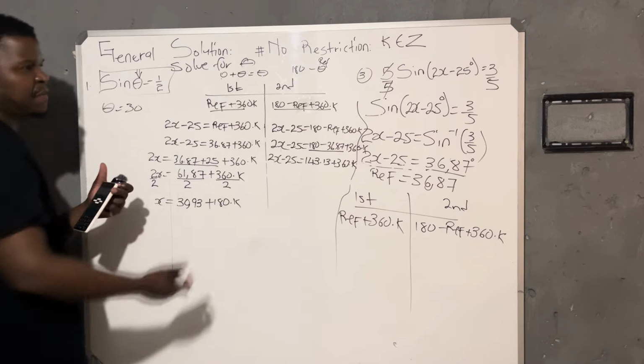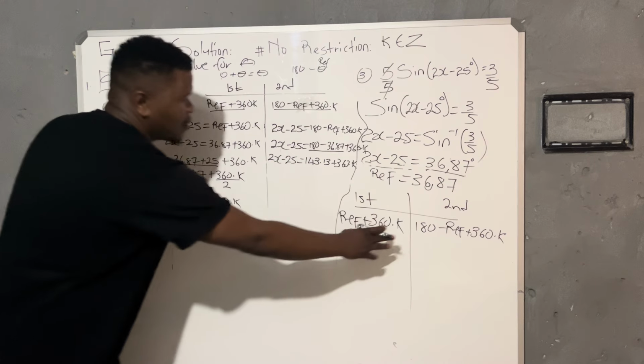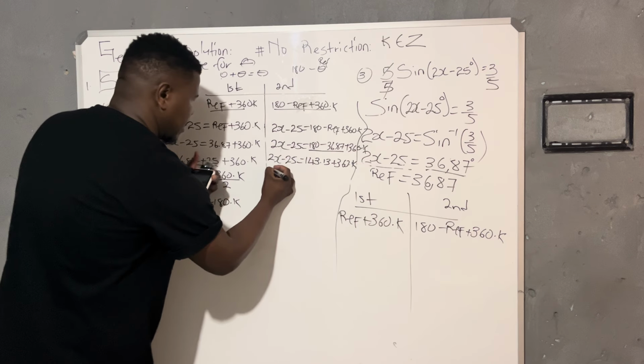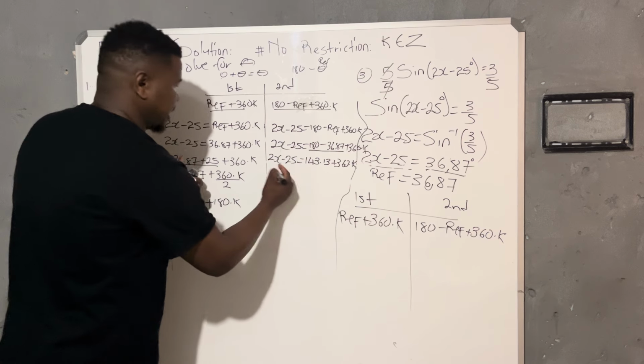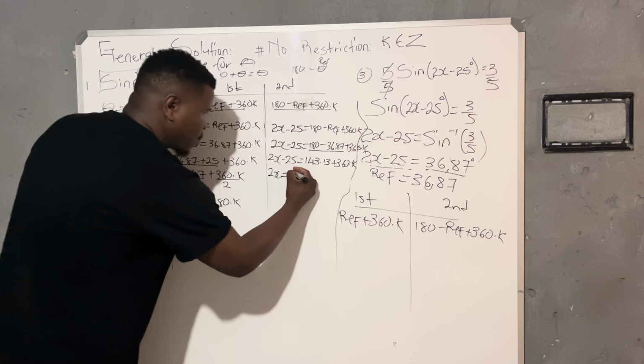I know it's messy, but if you were with me from the beginning of the lesson, you'll understand. We started here for enough space. So now, since I have 143, I must transpose what? This 25. So this 25 will go with 143.